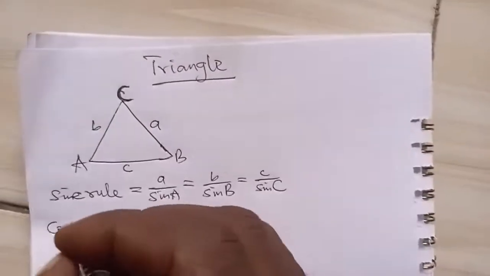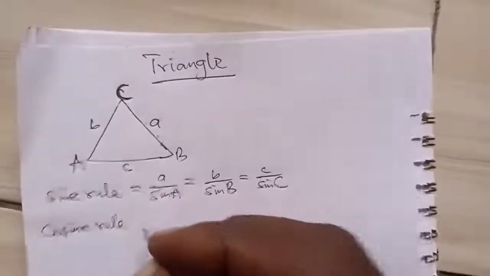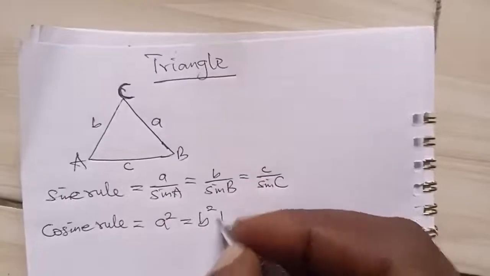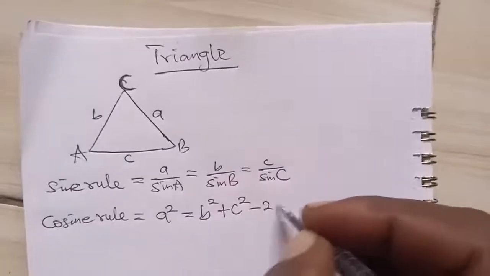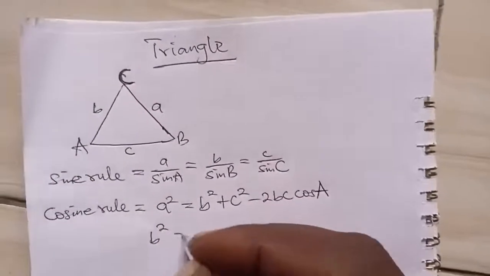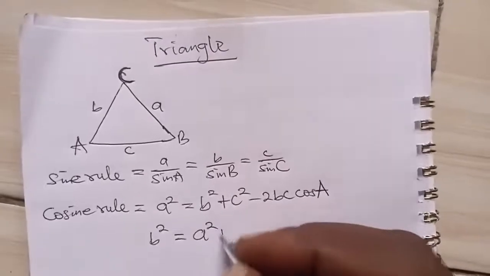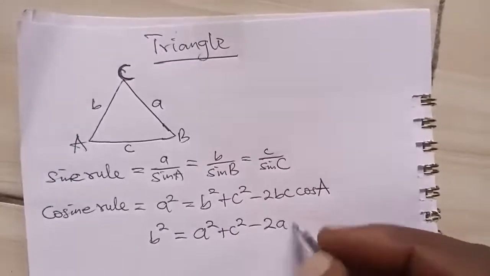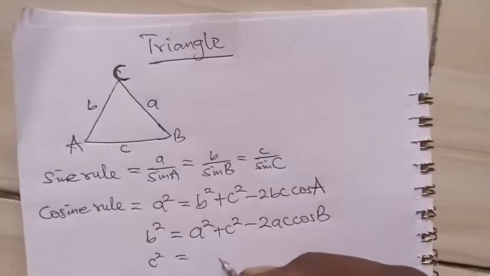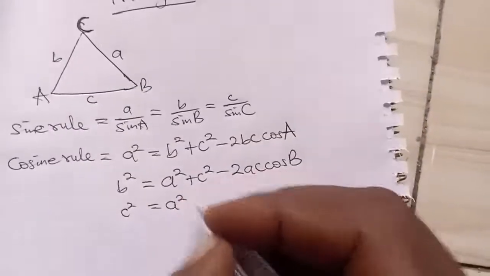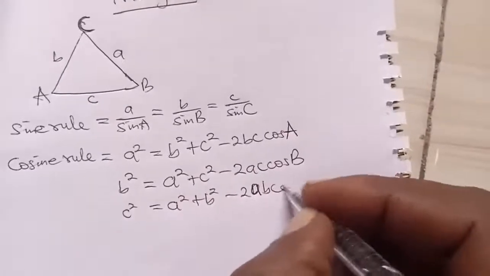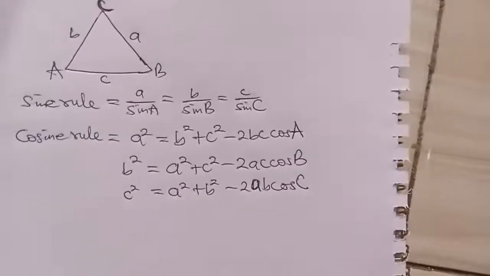And we also have the cosine rule that says that A squared is equal to B squared plus C squared minus 2BC cos A, and that B squared is equal to A squared plus C squared minus 2AC cos B, and that C squared is equal to A squared plus B squared minus 2AB cos C. So these are the rules.